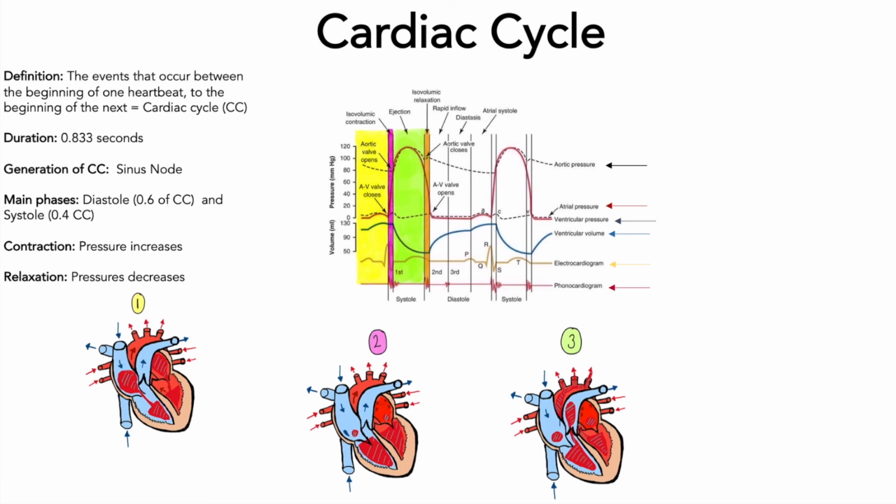For a brief period known as isovolumetric relaxation, highlighted here in orange, all the chambers of the heart are relaxed and all valves are closed. Then the whole process starts all over again.